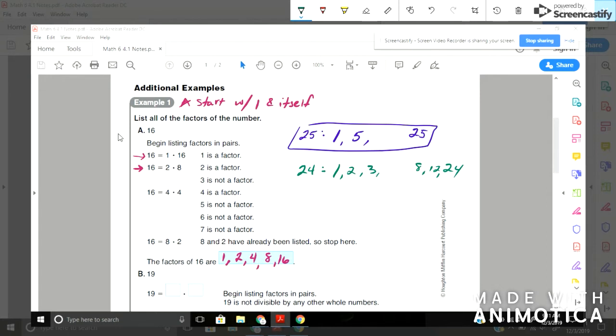What's next? 4. Is 4 a factor? 4 times 6 is 24. Is 5 a factor? No. Is 6? Yep, but we've already got it. So quite a few factor pairs for 24. 1, 2, 3, 4, 6, 8, 12, 24 are the factors of 24. Okay. Hopefully you're starting to catch on a little bit.